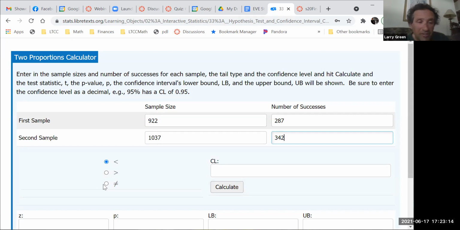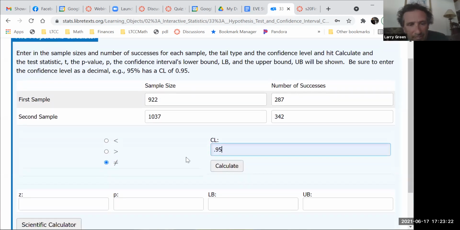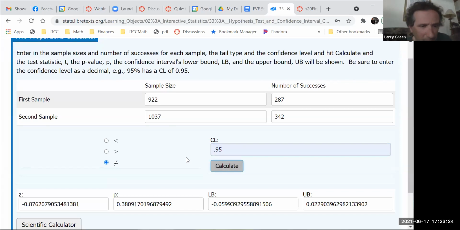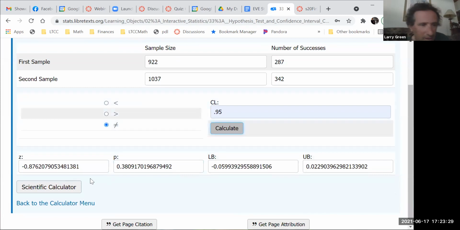We got a not equal to, because that was our alternative hypothesis, had a not equal to. Confidence level was 0.95, and it calculated. Okay, so our test statistic is Z equals negative 0.88.